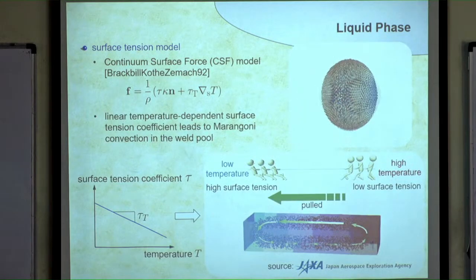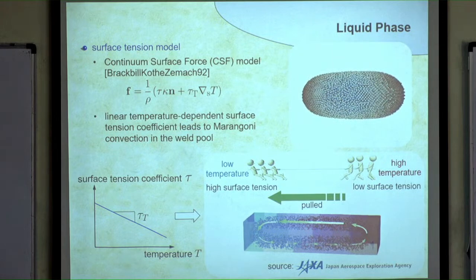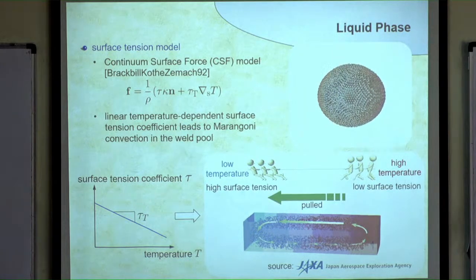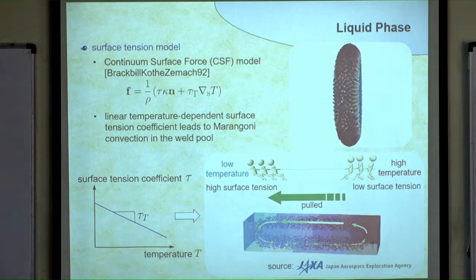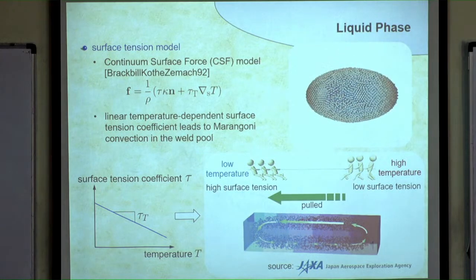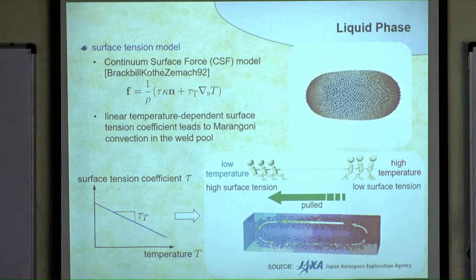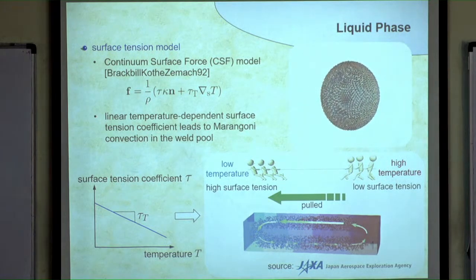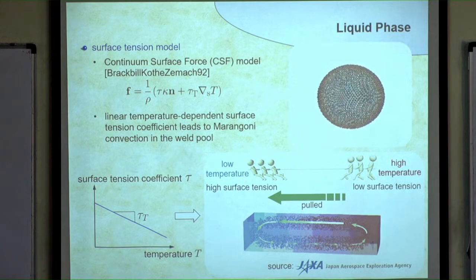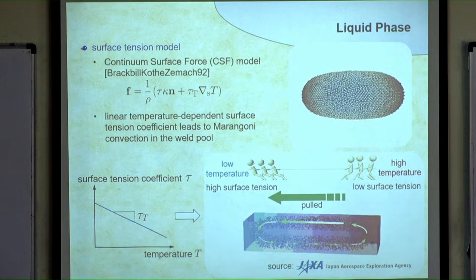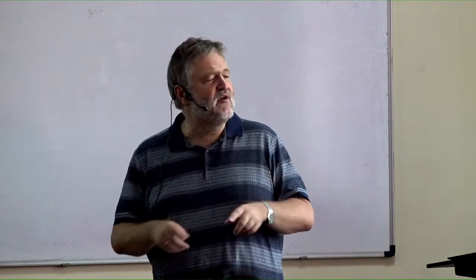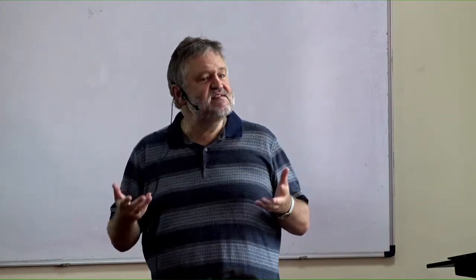And here is a very nice effect. I was not aware of this, the Marangoni convection. Marangoni convection is happening in the weld pool. We did some simulations, and we always saw in our simulation that in the liquid material, there's a certain motion of material. If the laser goes in this direction, this motion is in this direction. And we thought this is a mistake in our simulations. So we investigated this over several weeks. We were not able to get rid of this motion here.